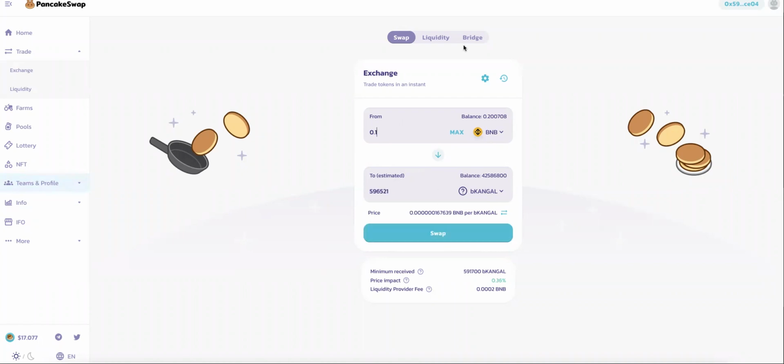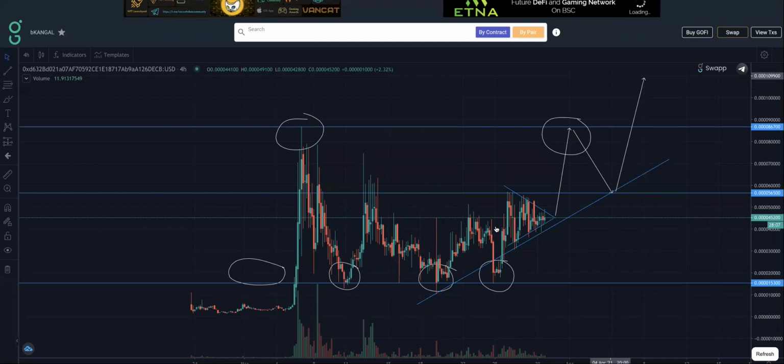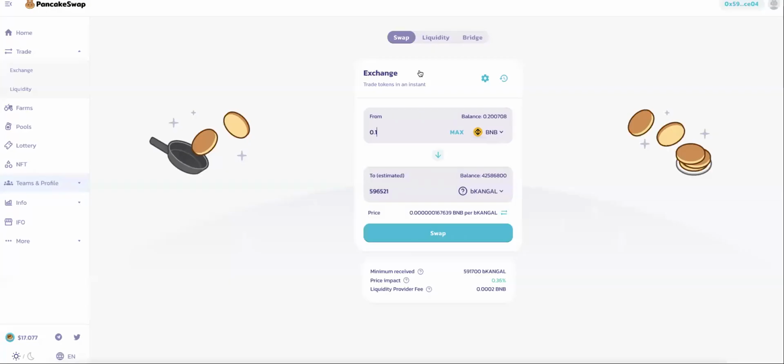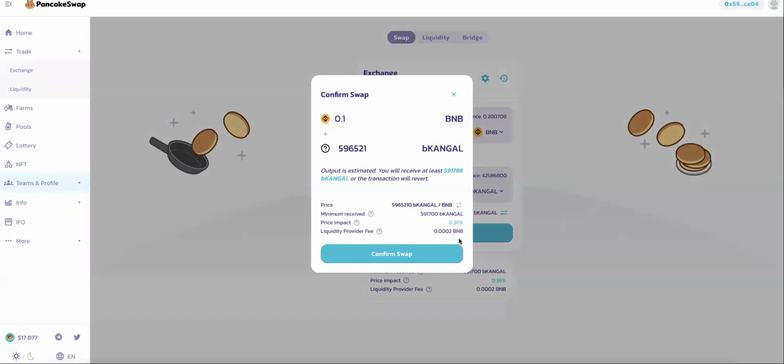Because it's in a very good buy zone, let me do what I teach. I'm going to buy some more and top it up. So I come here and I swap. So your details, 0.1 BNB. It's around $20-something actually, because BNB is about 2 cents at the moment.